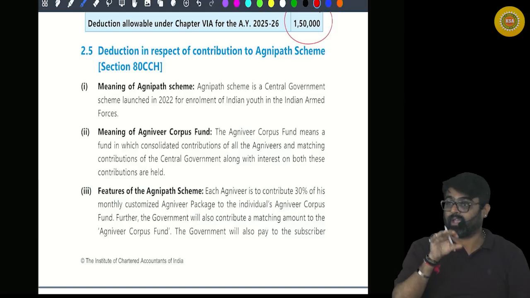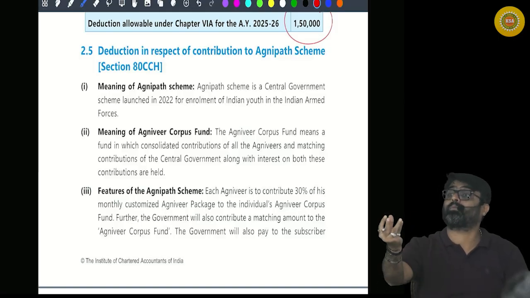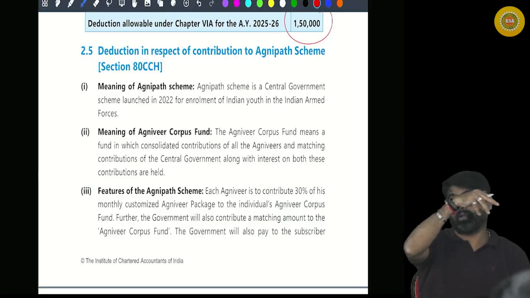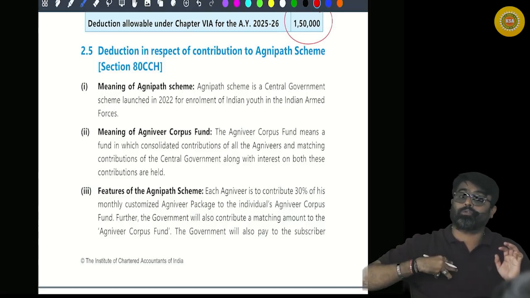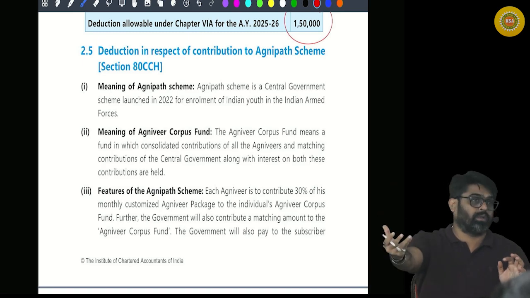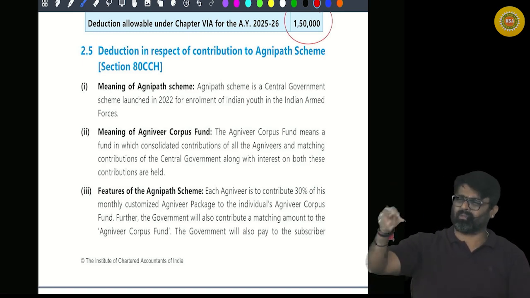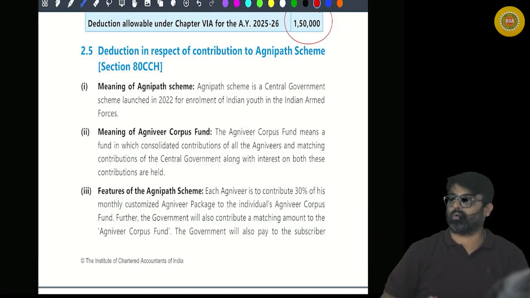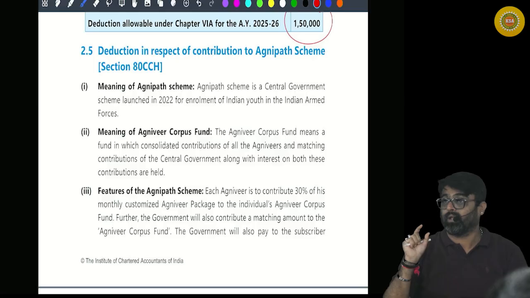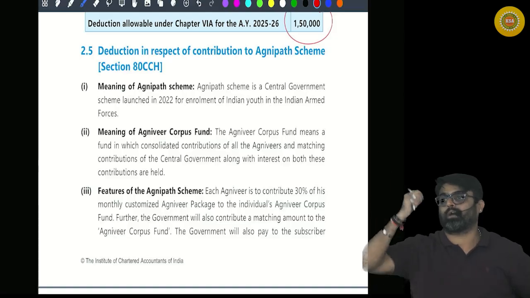In this corpus, every month whatever salary you are going to get as Agnivir, 30% of that salary will be deducted and contributed to this corpus. And the government will also make a matching contribution in the Agnivir corpus fund. By and by, interest will also be credited regularly. And after 4 years when you leave, approximately 11.5 or 12 lakh rupees will be accumulated in that corpus. You leave with that 12 lakh rupees.